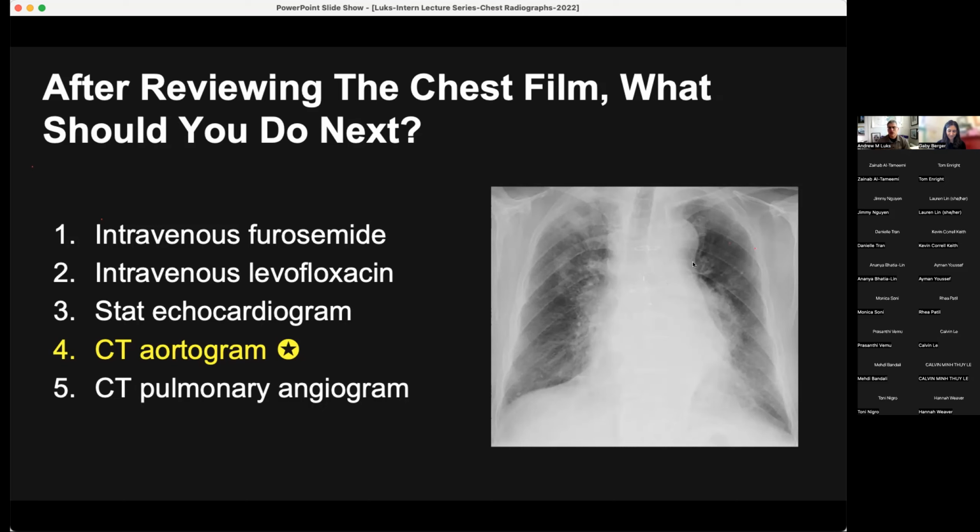Now, sometimes when you look at films, you're going to see some lines and shadows that don't quite make sense, and it's hard to figure out what they represent. I think a useful rule of thumb is when you see a line and you're not sure what it is, follow it around and see where it goes. Because if you see what it connects up to, sometimes it helps you figure out what that structure is and maybe provides some clues to the pathology.